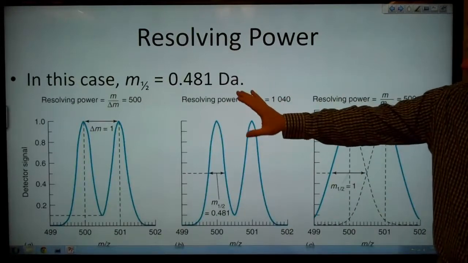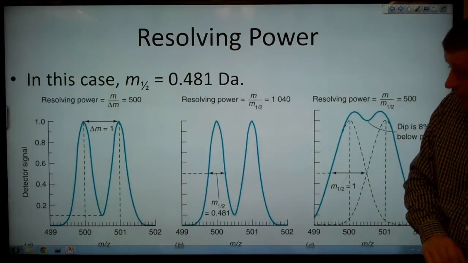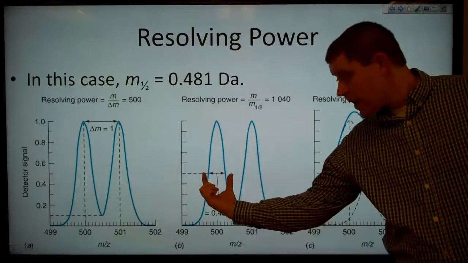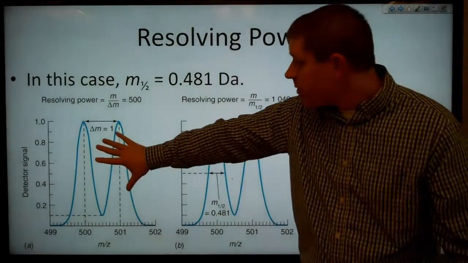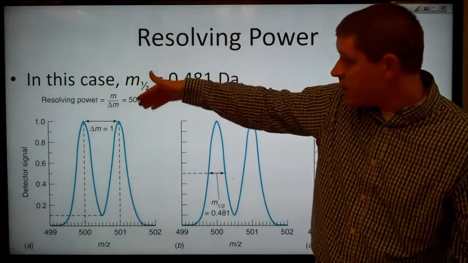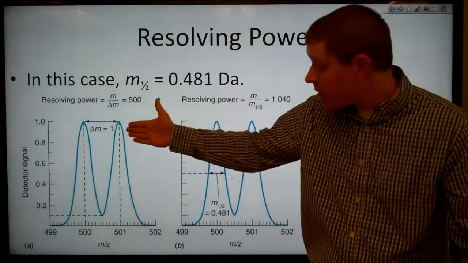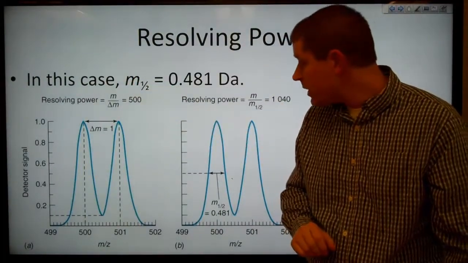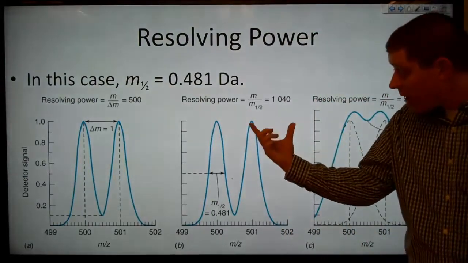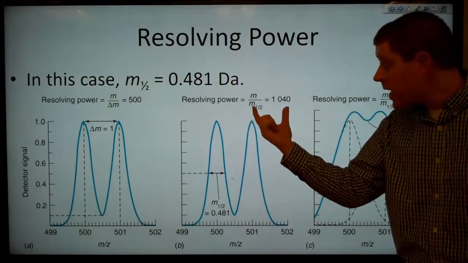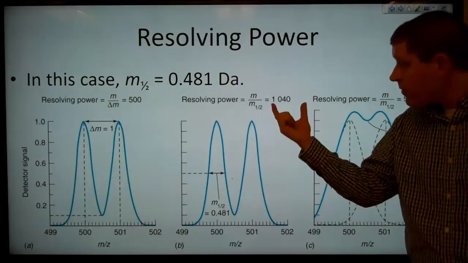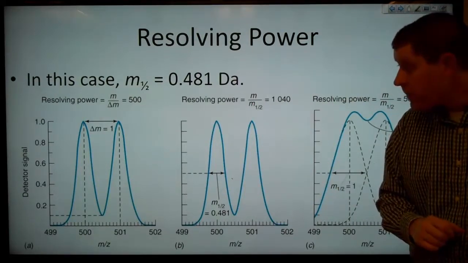So in this case, m half is 0.481 Daltons. So that's this width here. Here we see the resolving power m over delta m equals 500, and we can clearly see a separation between those two peaks. Here we have the resolving power with those same two peaks, but now with our other definition, m over m half, we have a resolving power of 1040.